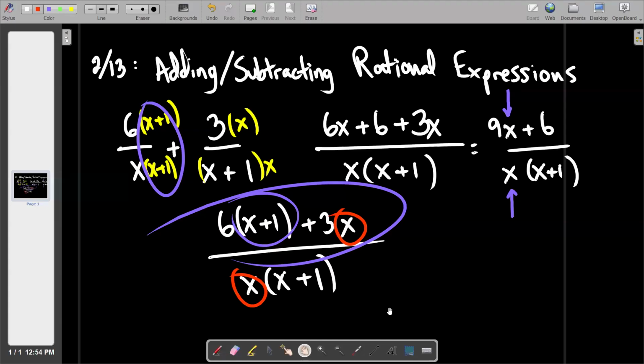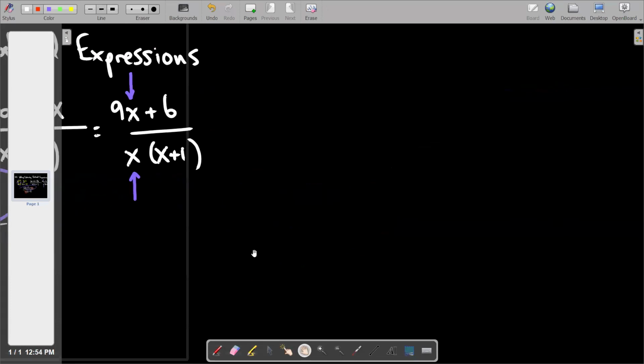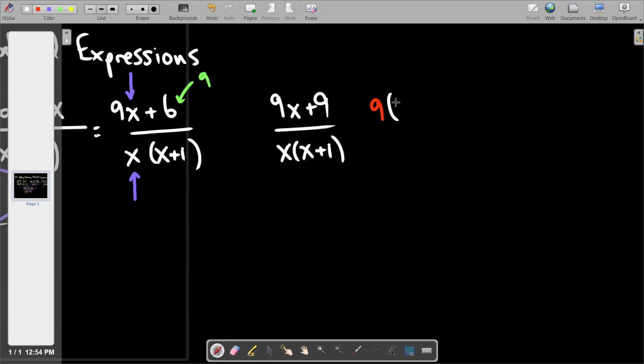So anyways, if I wanted to make this problem that we just worked on more exciting, I would have engineered it so that this would be, say, a 9. And if you don't know why that matters, we'll take a look. Imagine it said 9x plus 9 over x times x plus 1. What could I pull out of the top? Correct. If I pull out the 9, I'm left with x plus 1.